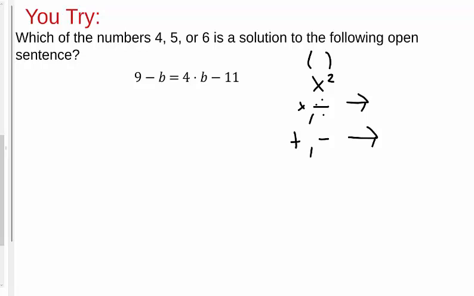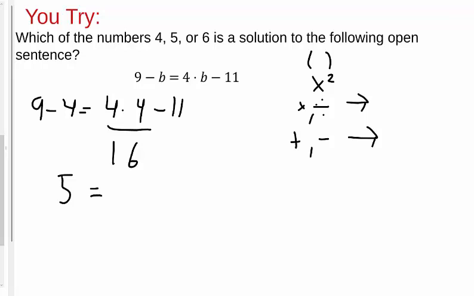All right, if you're back, let's see if you got this right. 4, 5, or 6, we need to check. So our first one, 9 minus 4 equals 4 times 4 minus 11. We start off with multiplication. 4 times 4 is 16. And we've got some subtraction here. 9 minus 4 is 5, equals 16 minus 11, equals 5. 5 is 5. We're good.